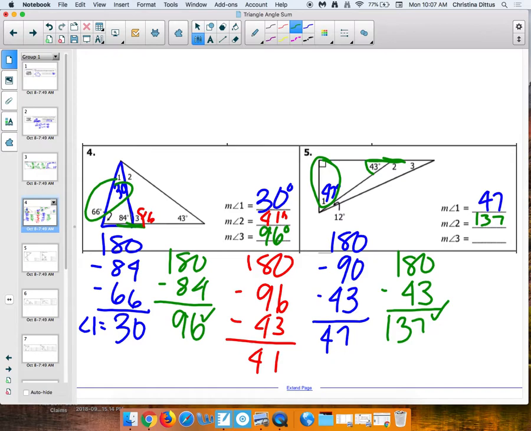If I add the two, 90 and 47, that should equal angle 2. And my last one, angle 3. How can I find it?